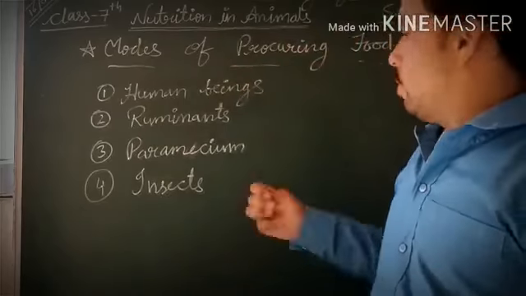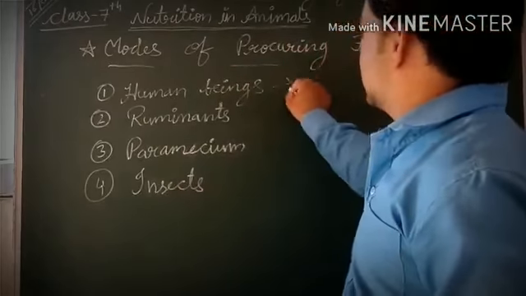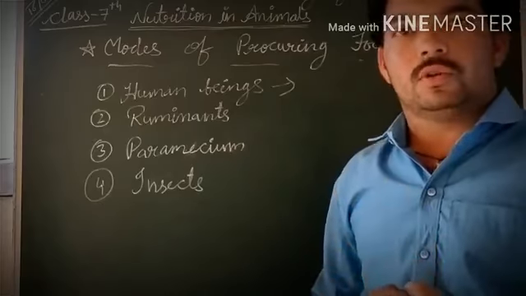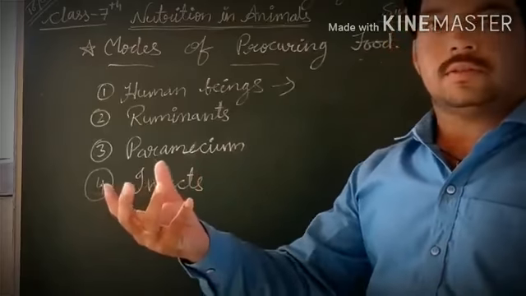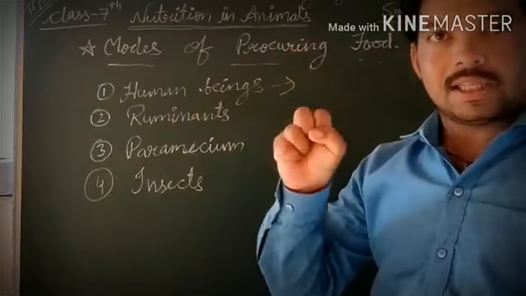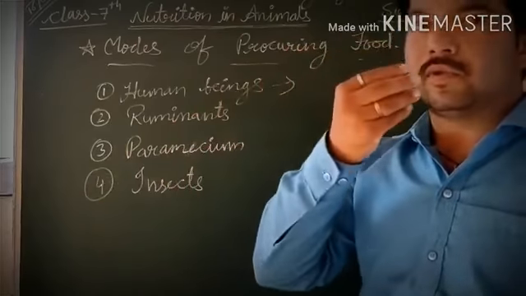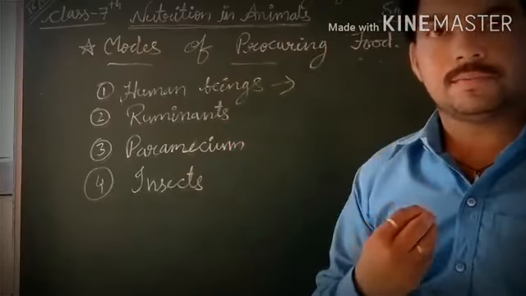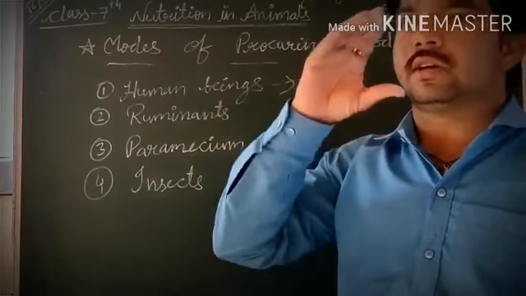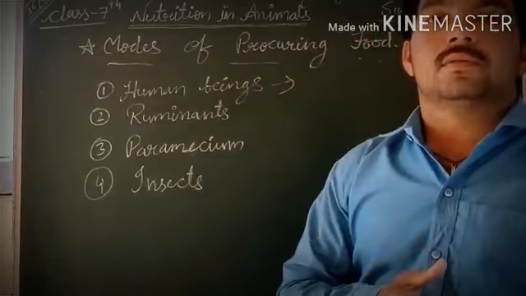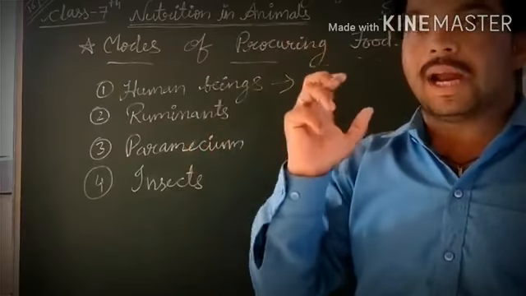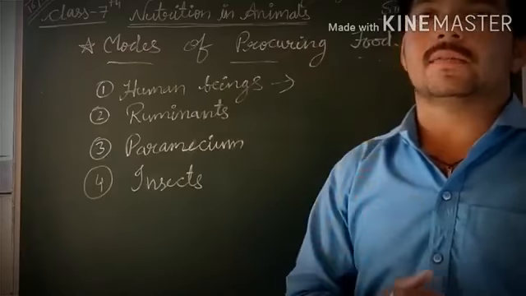So first, if we talk about human beings, we procure our food by just picking the food with the help of hands, and with the help of hands we are taking food inside our mouth. So this is the procuring mode in human beings. We drink milk, tea, and when we are eating food, if we are having some fruits, all human beings take food with the help of hands.